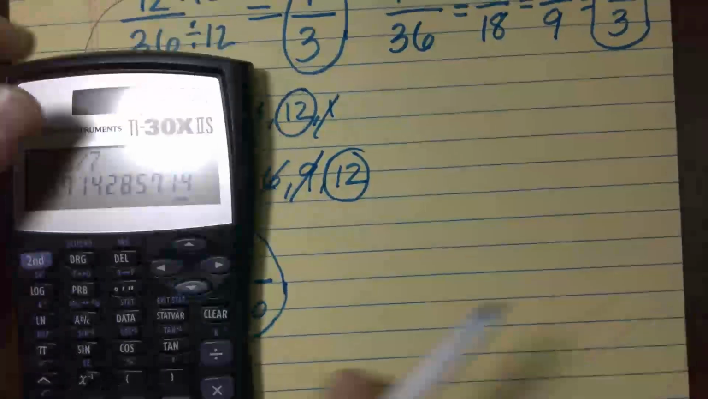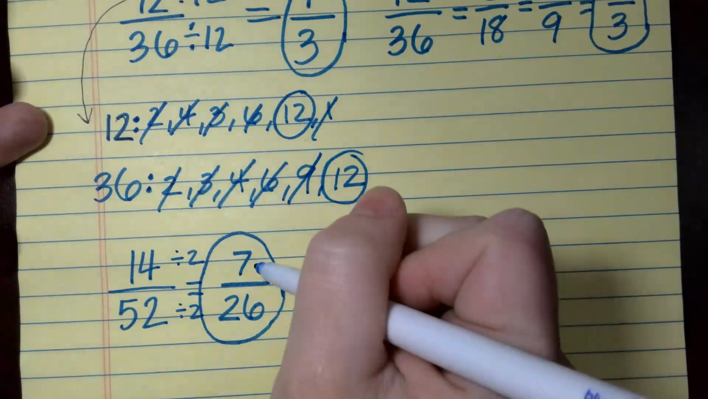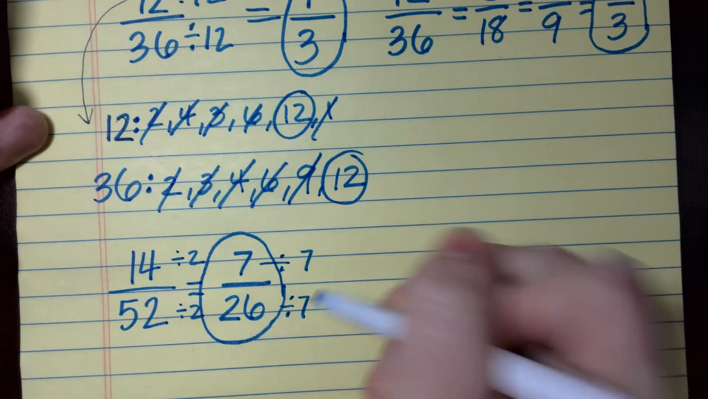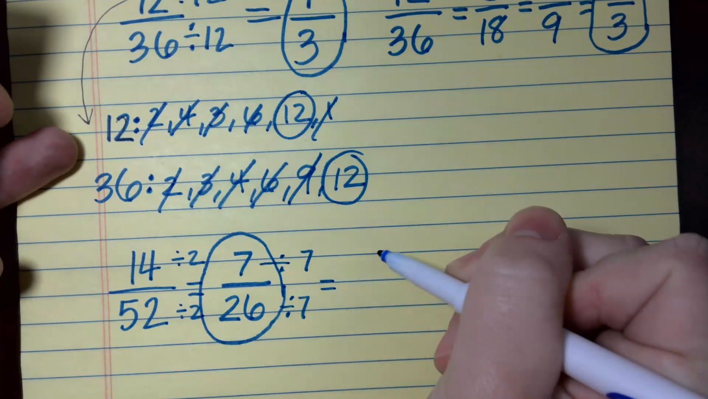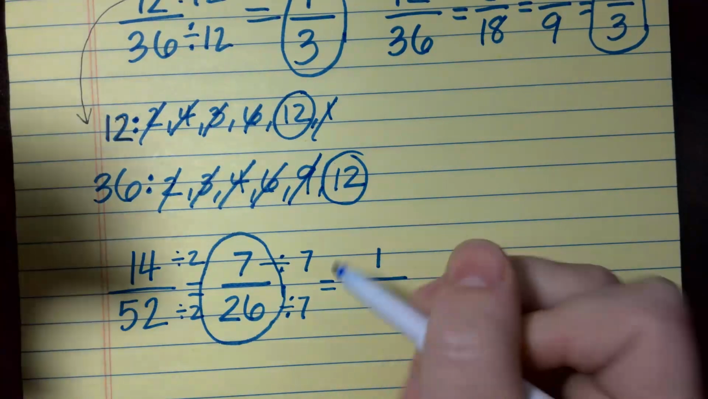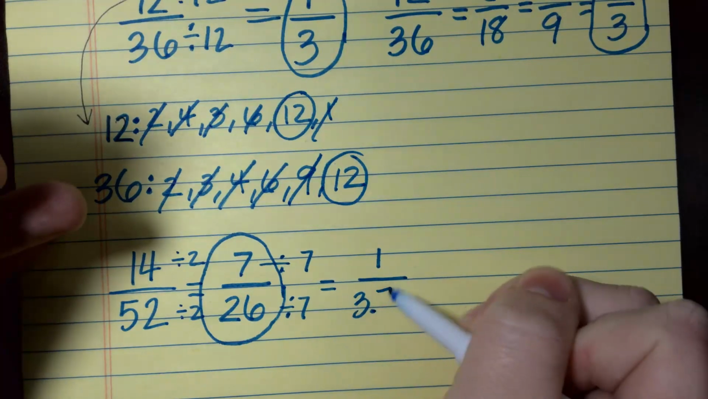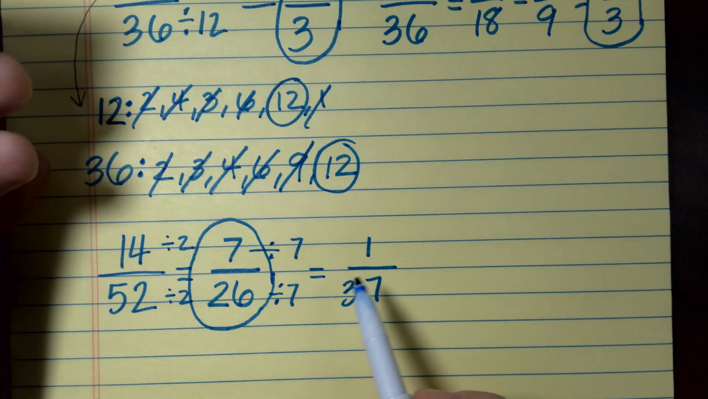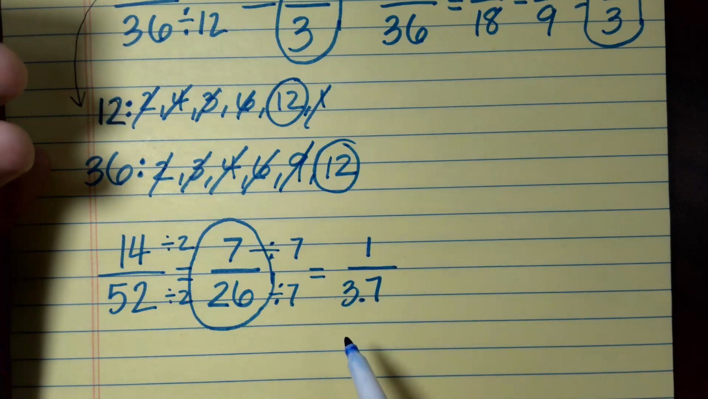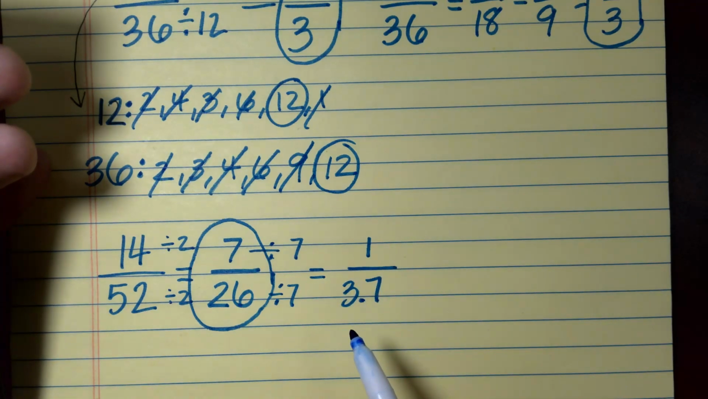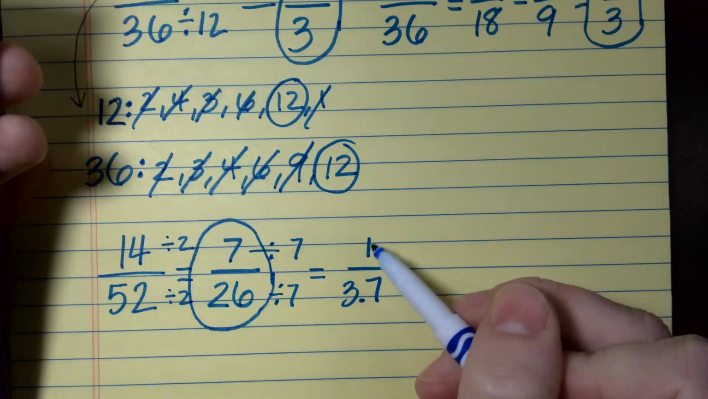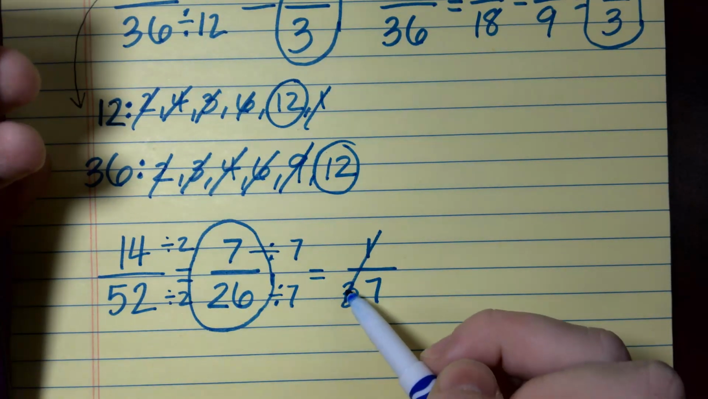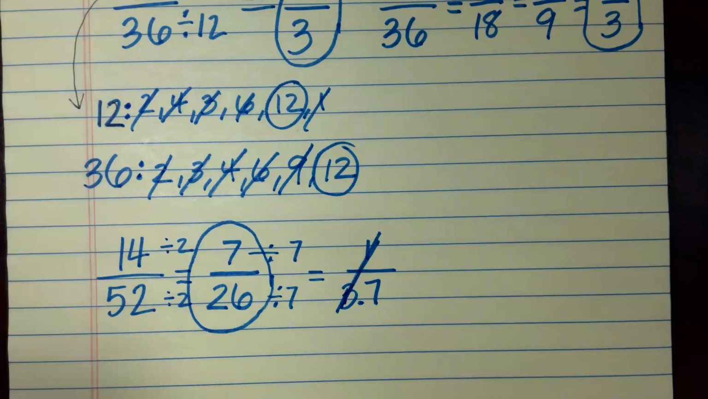So let's say that I divided both sides by 7. I divided by 7 on top and bottom, and I got 1 over 3.7. I went too far. If I get a decimal on the top or the bottom of my fraction, that means I went too far and I need to go back to what I had before. We don't mix decimals with fractions.